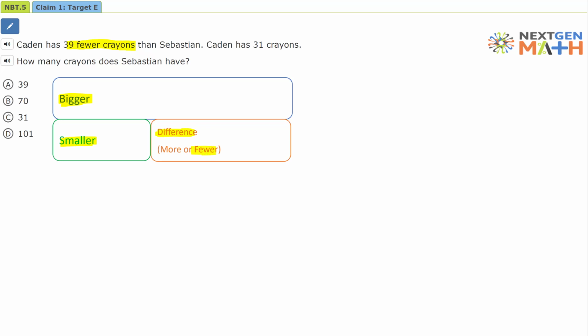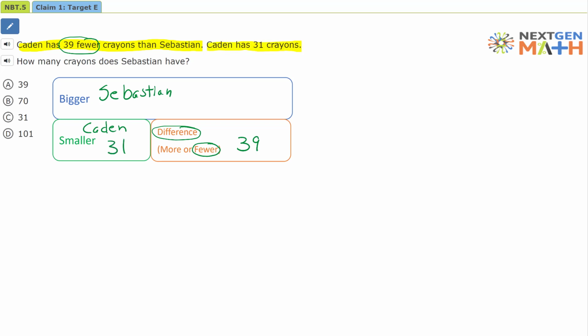So we're going to use this graphic organizer. Let's reread this problem and put names and numbers in the organizer to help organize our thoughts so we can solve the problem. Caden has 39 fewer crayons than Sebastian. Who has more crayons? If Caden has 39 fewer than Sebastian, that means Sebastian has more crayons. He has more crayons because Caden has fewer, or the smaller amount. How many fewer? 39 fewer. And so that's where we're going to put the number 39 here, because that's the difference for fewer. That's the difference.